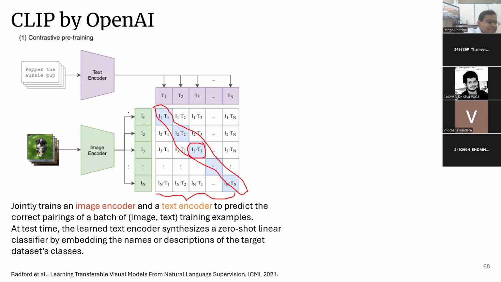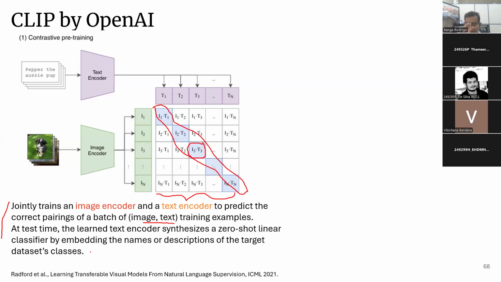So this is the mechanism. It jointly trains an image encoder and a textual encoder to predict the correct pairings of batches of image-text training examples. At test time, the learned text encoder synthesizes a zero-shot linear classifier by embedding the names or descriptions of the target dataset classes. Now you can see zero-shot testing. Let's look at that.